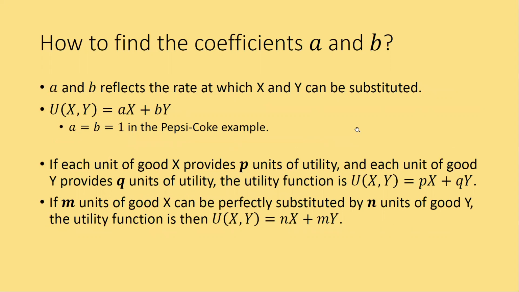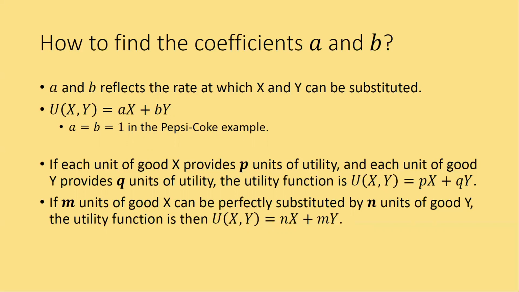So how do we find the coefficients a and b? These two parameters, or coefficients, reflect at what rate we can substitute one good with the other. In the Pepsi and Coke example, we can substitute 1 Pepsi for 1 Coke, so we can say a equals b equals 1 in this case. And more generally, this is a kind of tricky part.